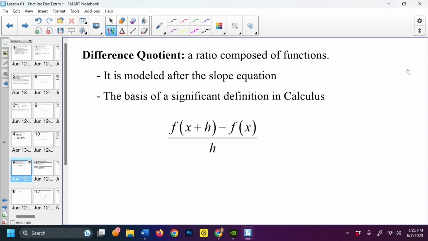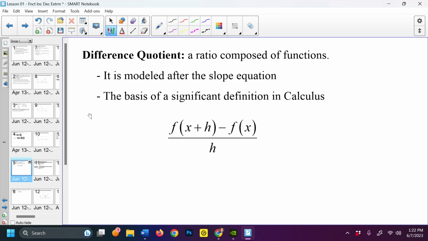All right, the difference quotient. Many of you will be taking calculus next semester, and so you will see the difference quotient quite a bit, but it is a further extension of the last two elementary examples that we did on the previous page. The difference quotient is a ratio composed of functions. It is modeled after the slope equation, so you can think of this expression here as my y2, this expression here as my y1, and this h in the bottom as the difference of the x's. The difference quotient is the basis of a significant definition from calculus, which we will get to later.